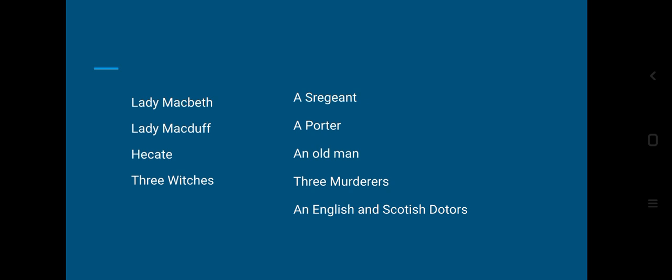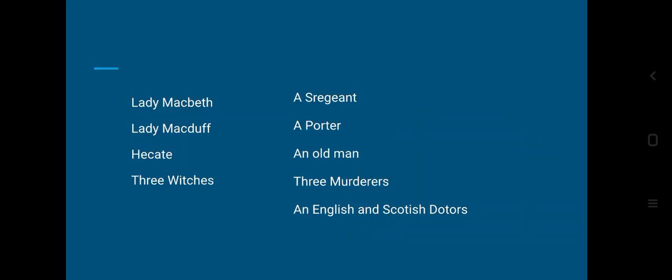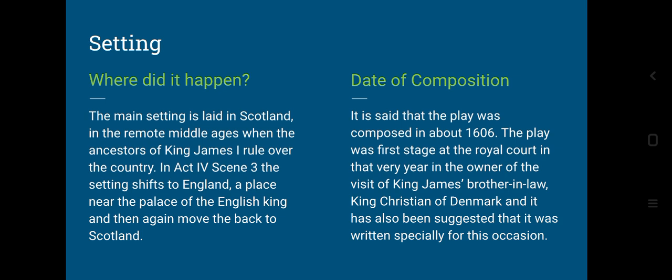Then three murderers, an English doctor and Scottish doctors, and you will also find a gentlewoman attending on Macbeth, ghost of Banquo. Then apparitions. What are apparitions? Apparitions are ghosts like images of a person. Then lords, gentlemen, officers, attendants, messengers, soldiers, servants, and all those things.